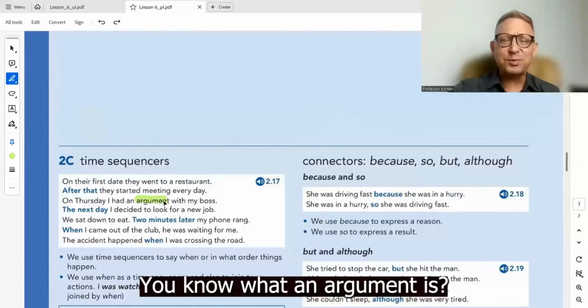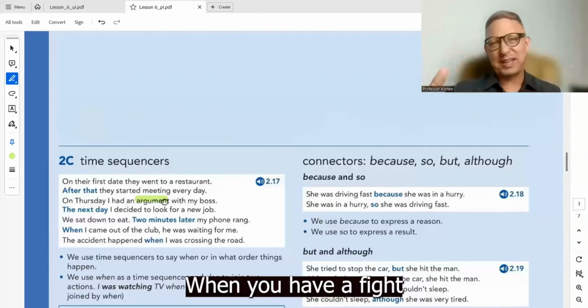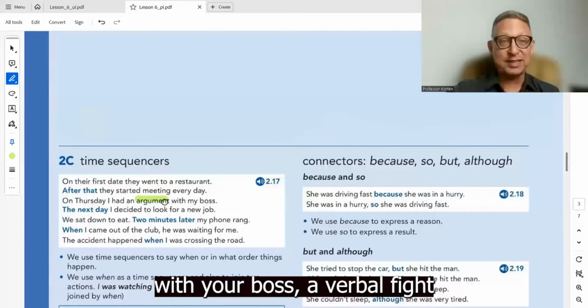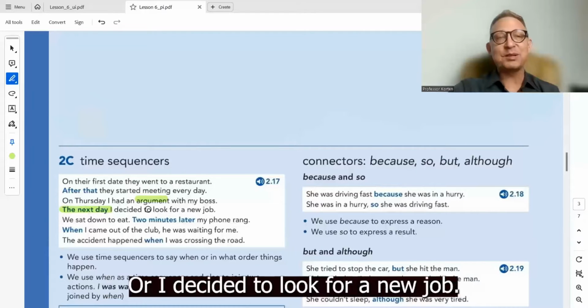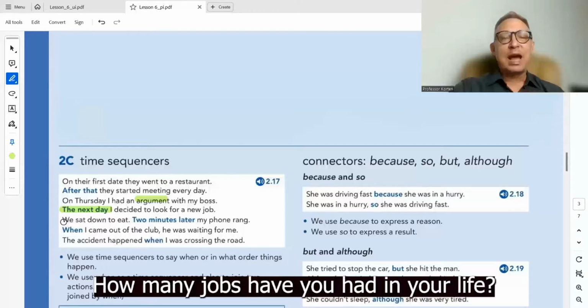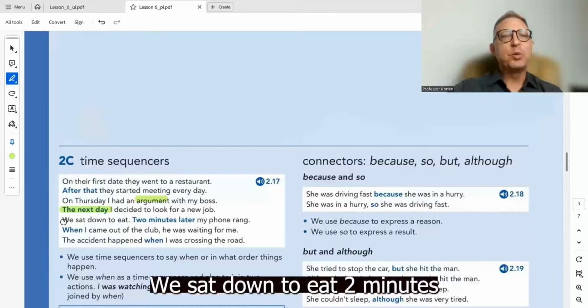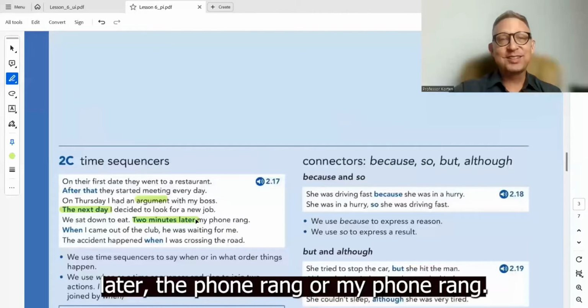Do you know what an argument is? When you have a fight with your boss, a verbal fight. The next day, this is the time sequencer, I decided to look for a new job. How many jobs have you had in your life? Very interesting question. We sat down to eat. 2 minutes later, the phone rang, or my phone rang.